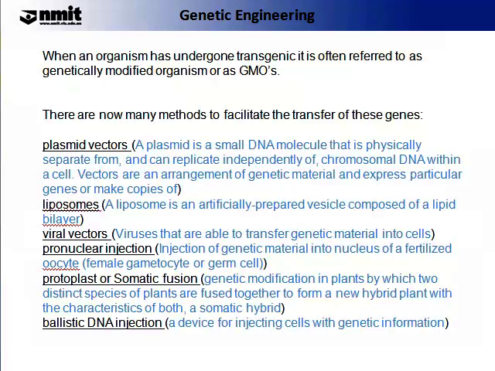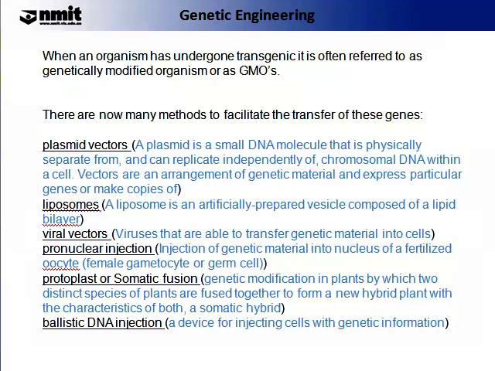There are now many methods to facilitate the transfer of these genes. Here we will describe an overview of some of these methods, but please note that this list is not complete. Plasmid vectors. A plasmid is a small DNA molecule that is physically separate from and can replicate independently of chromosomal DNA within a cell. Vectors are an arrangement of genetic material and express particular genes or make copies of these genes.